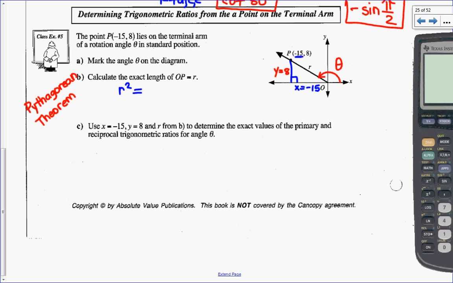So r squared is going to be (-15) squared plus 8 squared. And when you plug this into your calculator, just make sure you keep that -15 in brackets so that it's seeing that as one whole quantity that it is squaring. And when you do (-15) squared plus 8 squared, it'll give you that r squared is 289. And then to solve for r, you would just take the square root of that, which is 17. So what that's telling us then is that OP, or in other words our r, is 17.